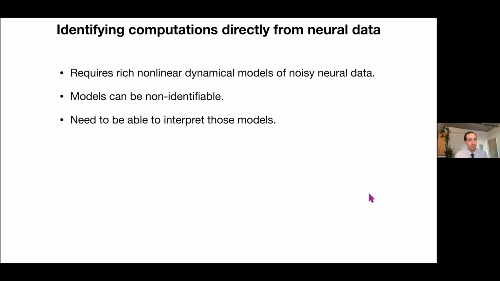And this is hard. Tackling this problem requires rich nonlinear dynamical models of our noisy neural data. These models have only really made their way into neuroscience in the past few years. These models can be non-identifiable, meaning many different models often explain the data equally well. And this is an issue because we want to be able to interpret these models. We want to be able to parse out the dynamical motifs and understand how they subserve a computation. So now I'm going to walk through how I've approached these challenges.